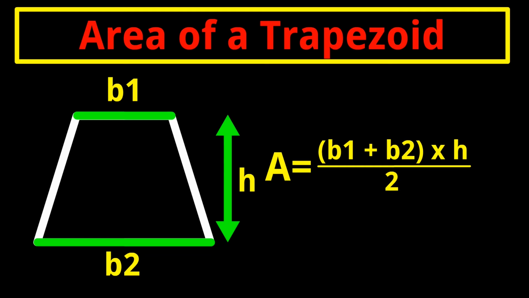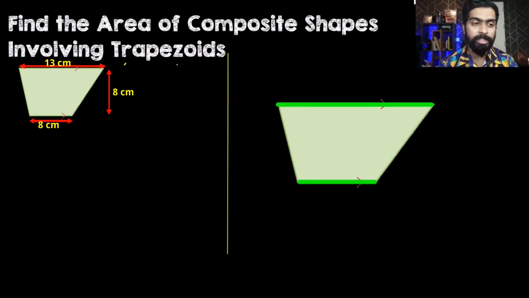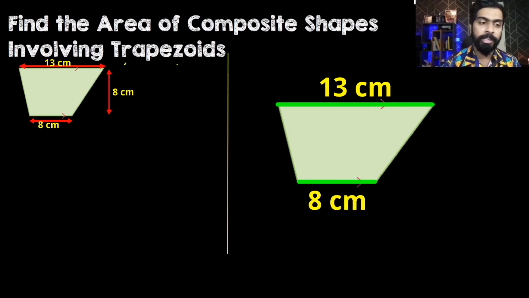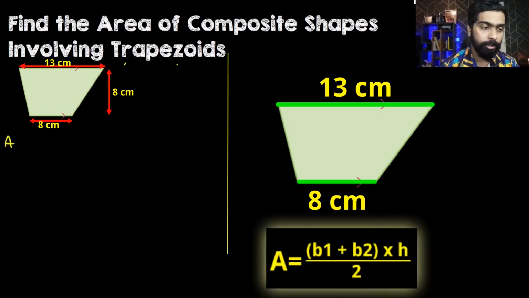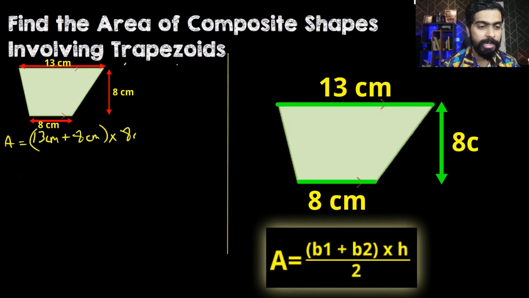Alright guys, so in this question we see that the parallel sides are 13 centimeter and 8 centimeter, right? So let's substitute that. So we have 13 cm plus 8 cm multiplied with the height, which is also 8 cm, and all of it divided by 2.